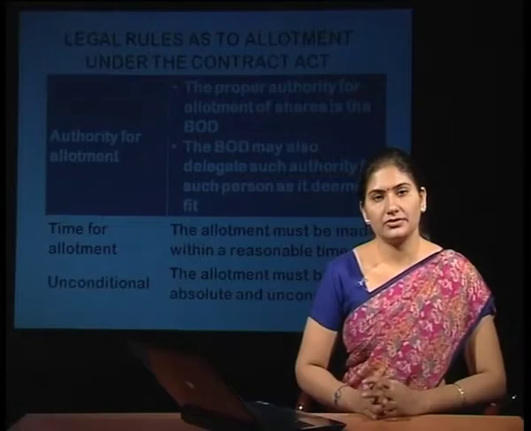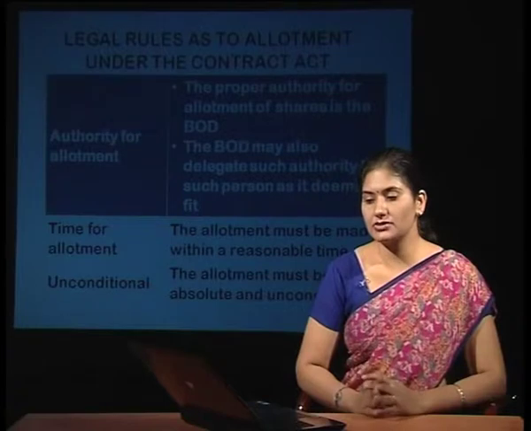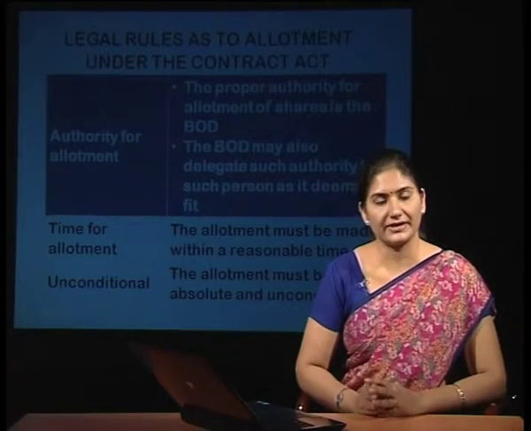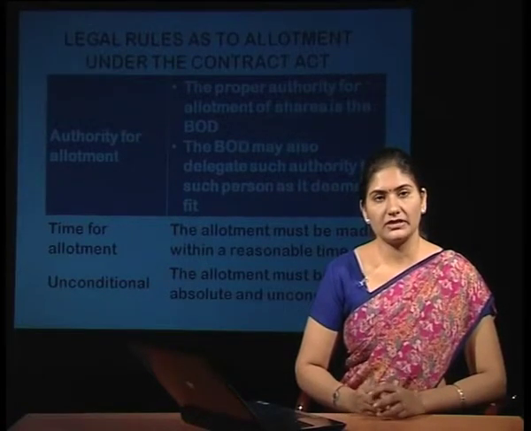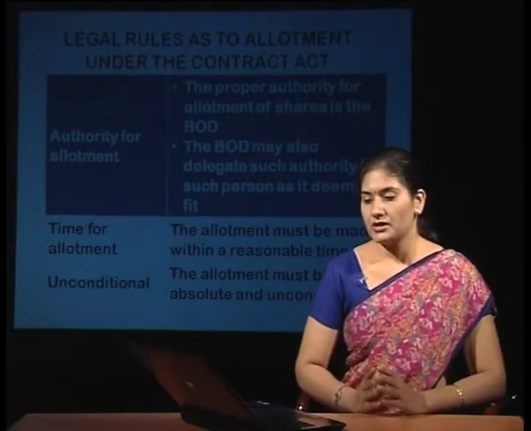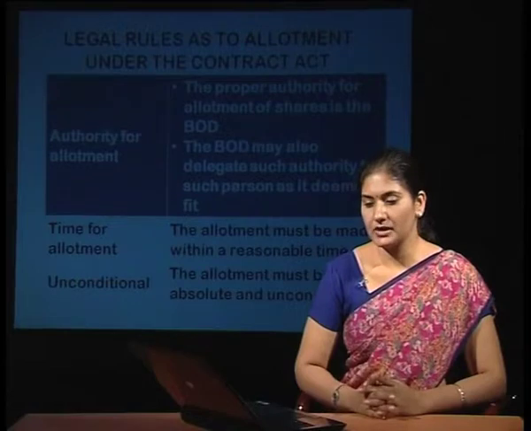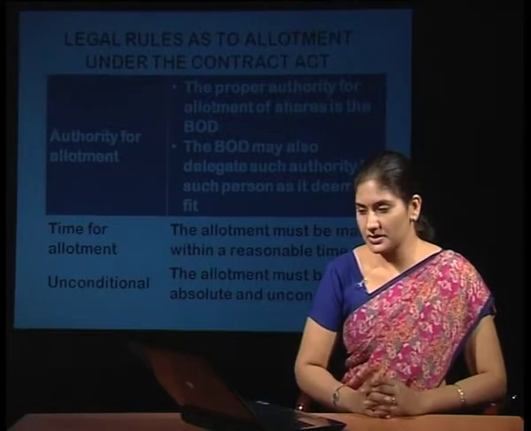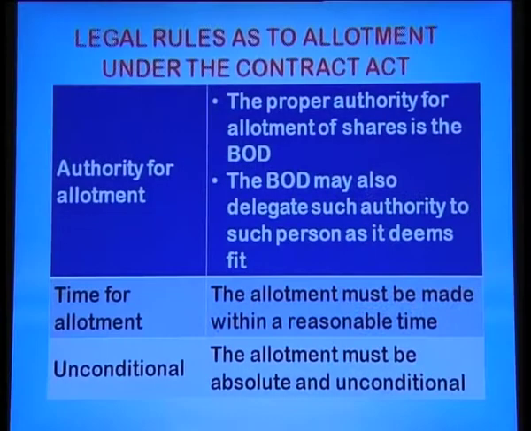Now, let us try to know the legal rules as to the allotment under the Contract Act. Then we shall also be discussing the legal rules regarding the Companies Act. Now, firstly, the Contract Act. The authority for allotment regarding the shares is the Board of Directors. The Board of Directors may also delegate such authority to such person as it deems fit.